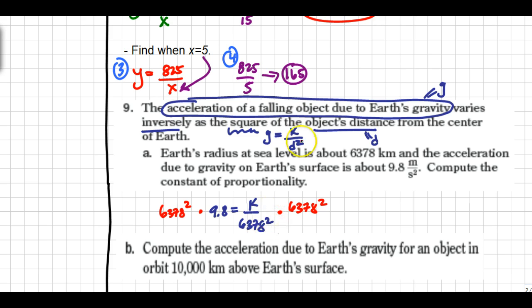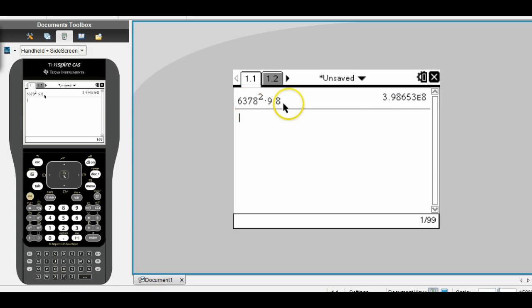Making sure that you square it. Typical mistake there is for kids to forget about the square. When you multiply that out, you're going to get a number that looks like this, 3.98 times 10 to the 8th.